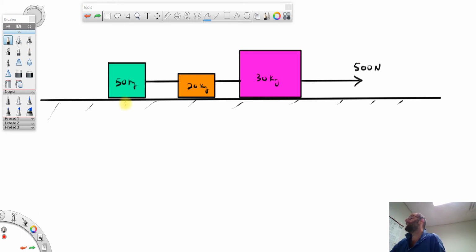Now for this example, again, I want to keep this simple. We're going to assume frictional coefficients of 0. So I'll say our friction approximately 0, or frictional coefficients of approximately 0. We're not going to worry about that for this example.